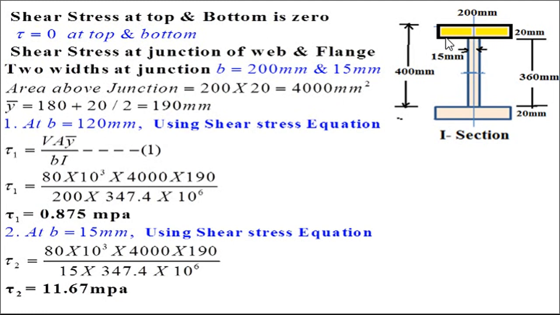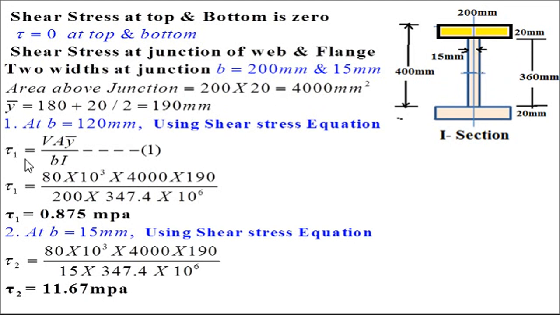First of all, calculate the shear stress when width is 200. So the area above the junction will be 200 into 20. That will be the area, where width B is 200. Here you should take B as 200. And Y bar, Y bar means what? Distance from neutral axis. Neutral axis will be exactly at the center, means 200 mm, 200 mm. If I want to calculate the distance of the centroid from neutral axis, from 200 I have to deduct this 10, means it is 190. So that will be 190; total is 360, half of that is 180, 180 plus 10 is 190.